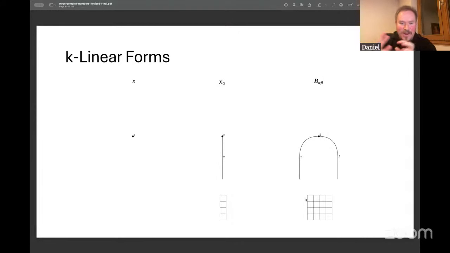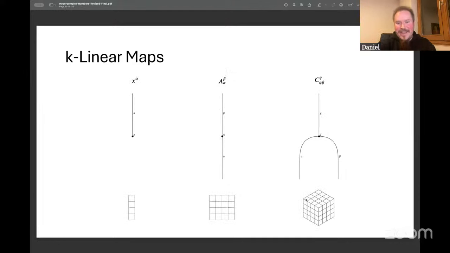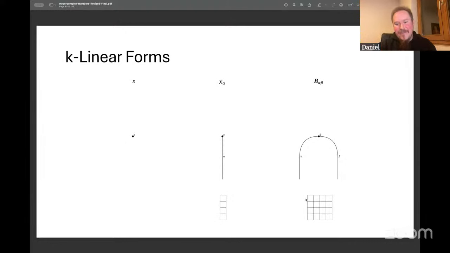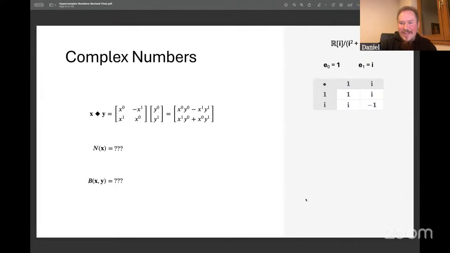Exactly. And similarly, the flipped upside down vector became a covector, or an operation that takes in a vector and produces a scalar. And the bilinear form is an operation that takes in two vectors and produces a scalar. But it's slightly confusing when you just think of them as grids of numbers, because the same grid of numbers can represent either a linear map or a k-linear form. But when you look at them as diagrams, it's very clear, in my mind at least, which one's which and what's going on.